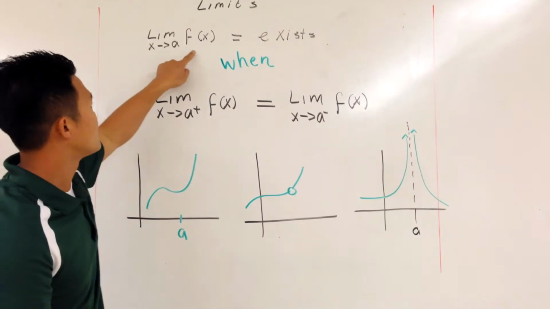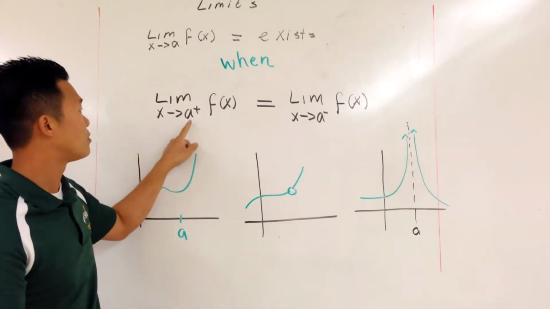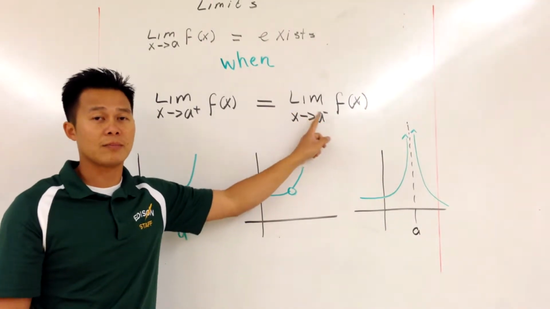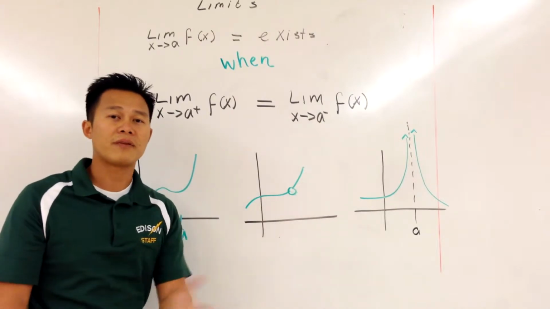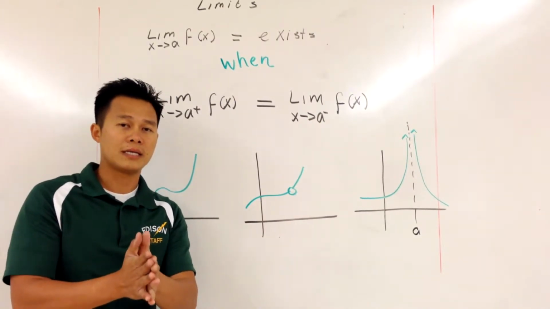The limit of a function exists when the limit of that function as x approaches a from the right equals the limit of that function as x approaches a from the left. Graphically, let's take a look at a few graphs of functions where a limit exists.